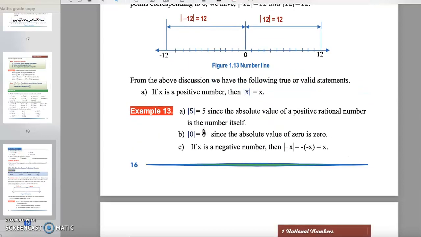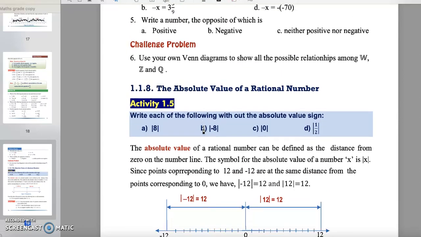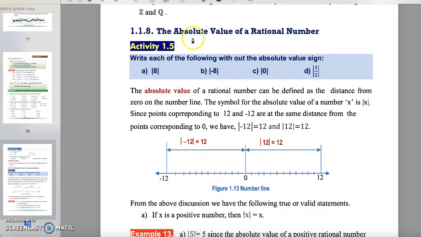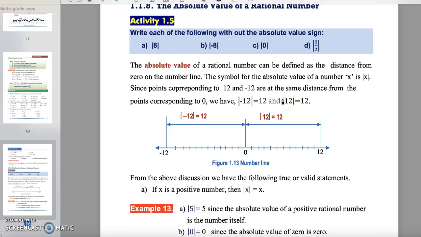እሺ ኤክሰርሳይሶቹን እንመለስባቸዋለን. So let's get to the absolute value of rational numbers. Absolute value በምናይበት ጊዜ I think you are new to this topic. So absolute value ማለት it can be defined as the distance from 0 on the number line.